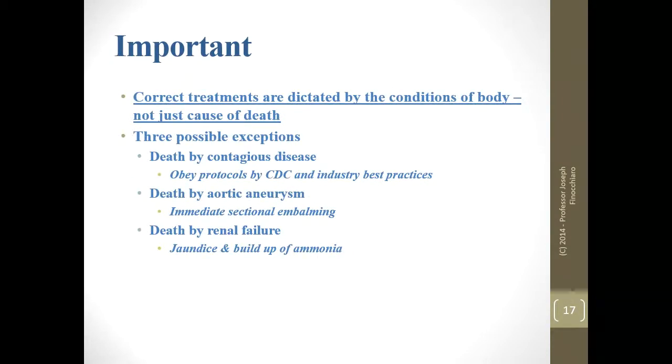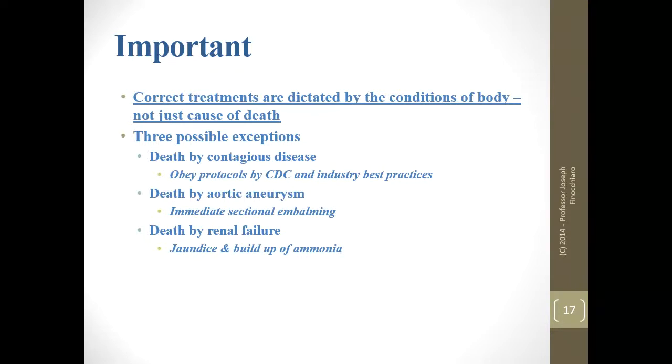Correct treatments are dictated by the conditions of the body, not by the cause of death. The cause of death is only one of the many factors we have to consider. There are 3 possible exceptions to that rule. Death by contagious disease, in which case the protocol set forth by your individual boards of health or the Centers for Disease Control will tell you what to do, and then you don't have an option because that's usually your legal obligation to the state. Death by aortic aneurysm.